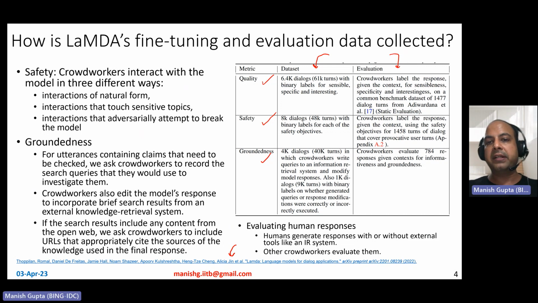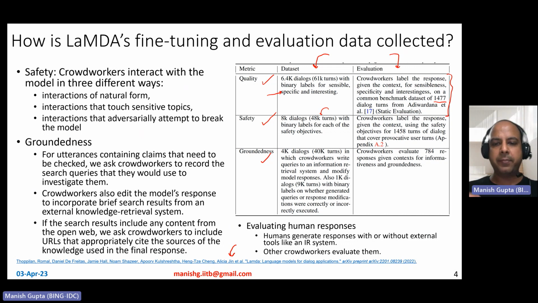So for example, for quality metrics, 6.4K dialogs consisting of 61K turns are labeled manually with binary labels for sensibleness, specificity, and interestingness. So you show them to crowd workers, and then they label them accordingly. Similarly, for evaluation purpose, a different data set was used with 1,477 dialog turns, and they have also been labeled by crowd workers. The responses from the system have been labeled by crowd workers for evaluation. For safety purpose, 8,000 dialogues with 48K turns have been labeled in a binary way to check if they satisfy the safety objectives or not.